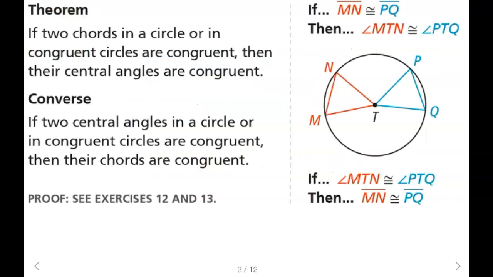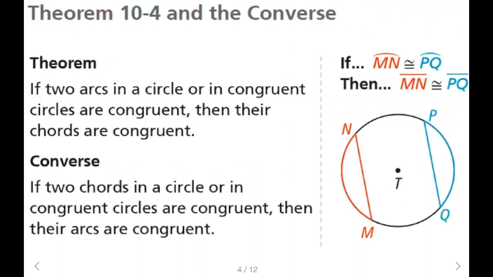All right, so now we can say if two chords in a circle or in congruent circles are congruent, then the central angles are congruent. Converse of that, if the central angles are congruent, then in a circle or in congruent circles, the chords are congruent. We have another theorem, if two arcs in a circle are congruent, then the chords are congruent. If the chords are congruent, then the arcs are congruent.